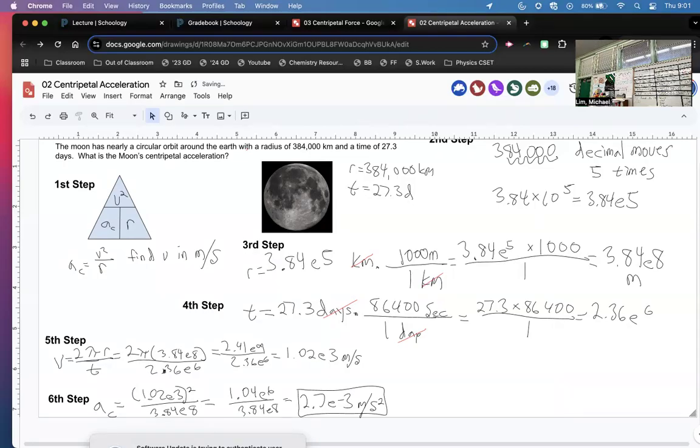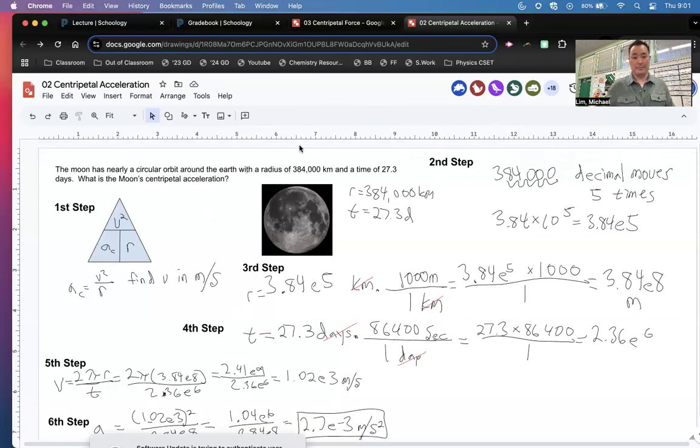It's not 2,700. It's going to be 0.0027. But that's not the focus here. The focus is you found how fast the moon is coming back at us. Even though it's trying to get away, it gets away a little bit, but then it gets redirected as our moon. And that's how you find centripetal acceleration. All right, let's do the next one.